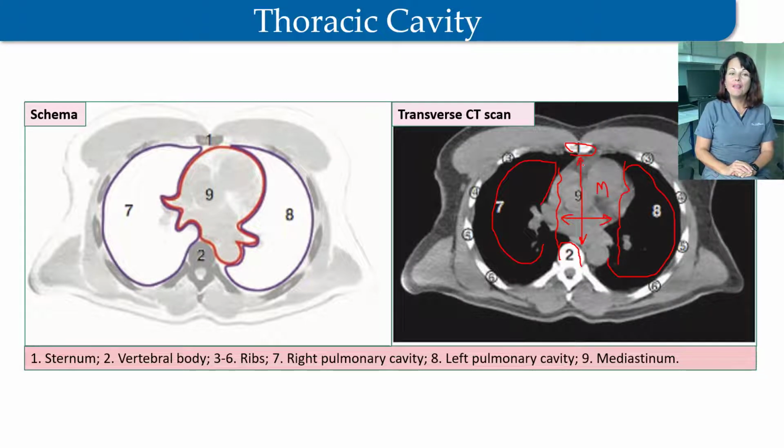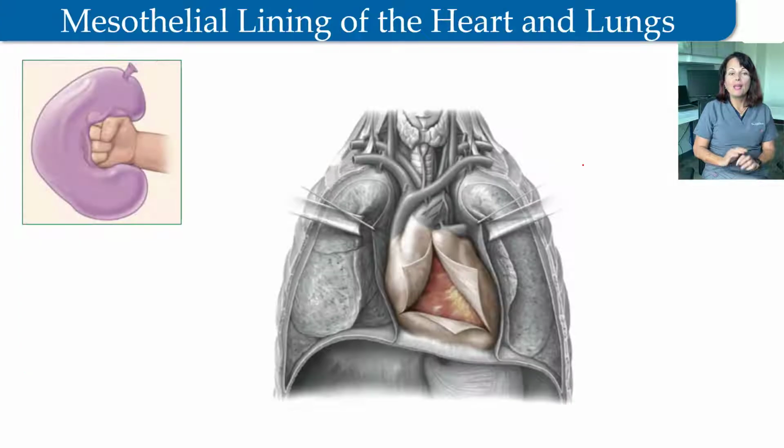Each pulmonary cavity, right and left, is lined by a pleural membrane that also reflects onto and covers the external surface of the lungs, occupying the cavities. To visualize the relationship of the pleura and lungs, push your fist into an under-inflated balloon.